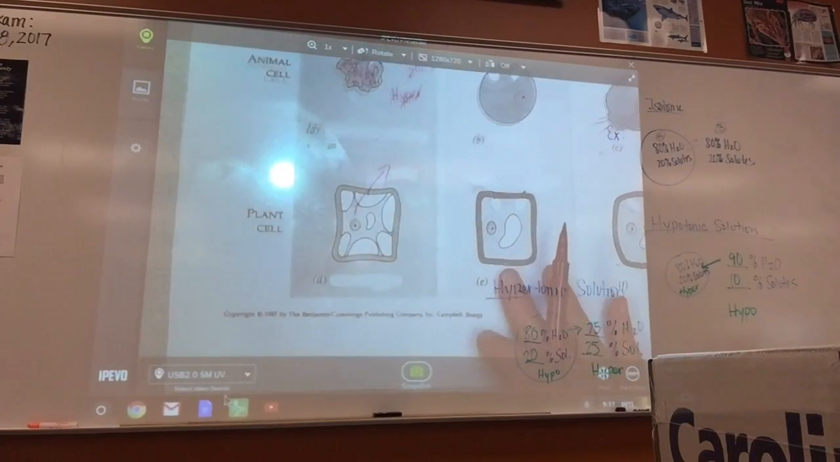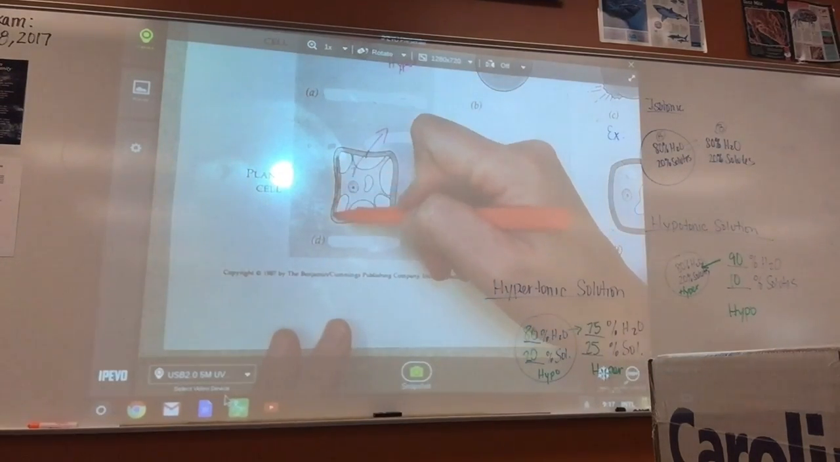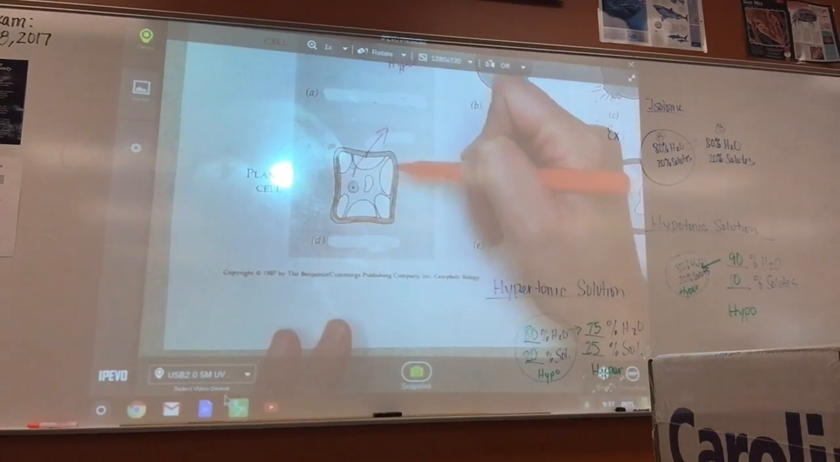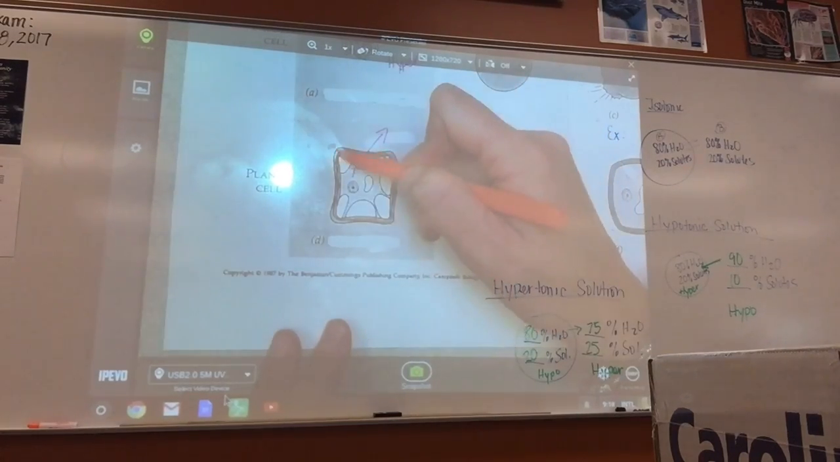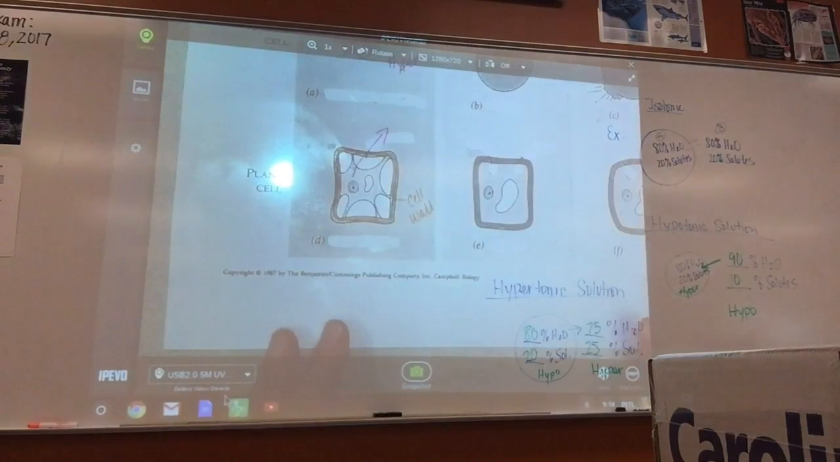Same thing is happening with the plant cell, but the plant cell looks a little bit different here. First of all, the plant cell is not shriveling. Why? Because it has what? What do plant cells have? The cell wall. So this right here is the cell wall. And the cell wall is pretty rigid, and it is not going to shrivel up. So therefore, the plant cell kind of maintains a little bit of its shape.